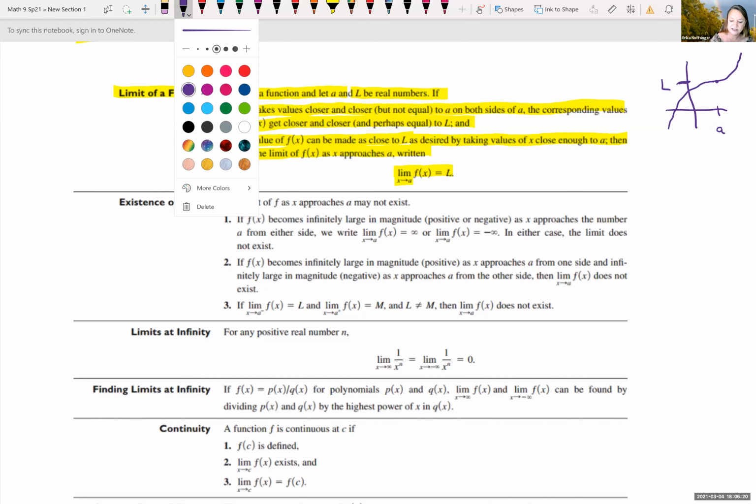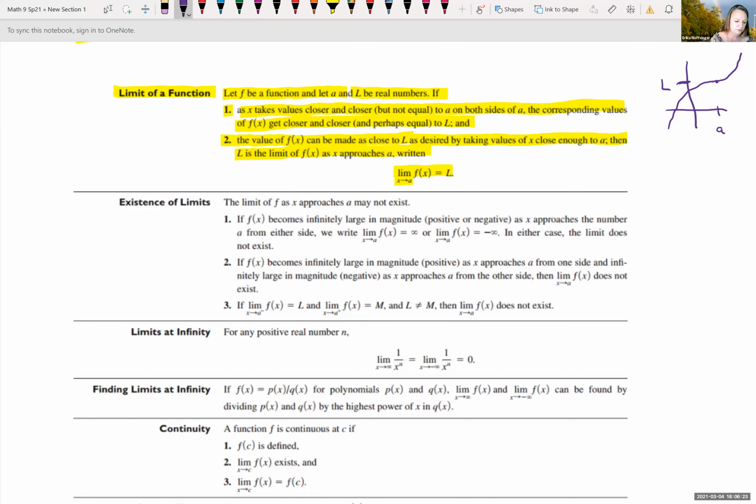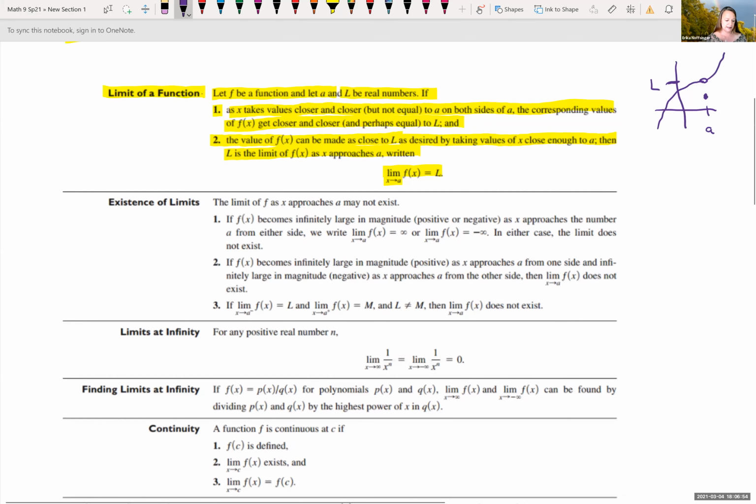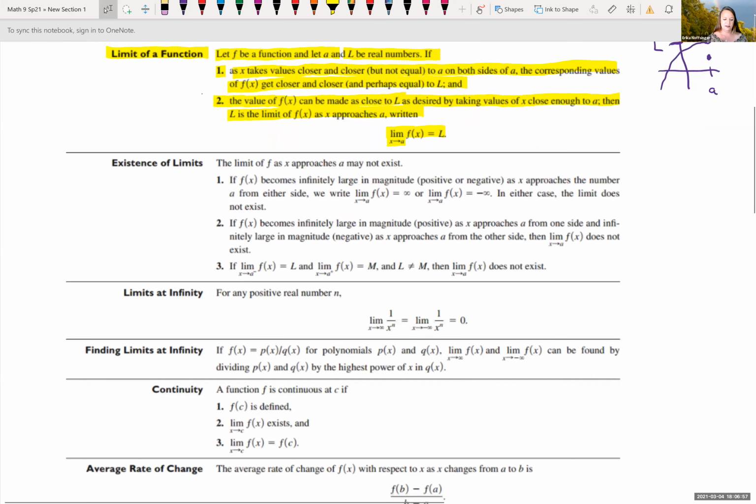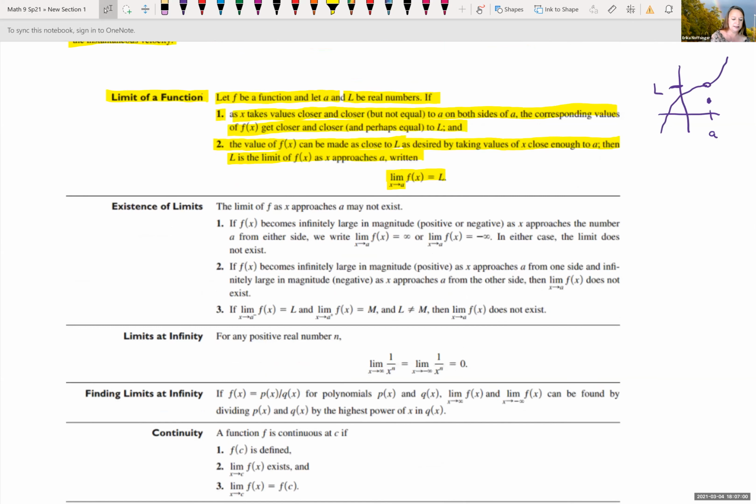So for instance, in this case, if we had an open circle instead, this would still be approaching L as x got closer and closer to a on the left and the right. You might even have a point below where it's defined, but the limit is still L. So given a graph, you should be able to find limits, and you should be able to tell if it exists and what it is, and if it doesn't exist and why. So this brings us to the existence of limits.